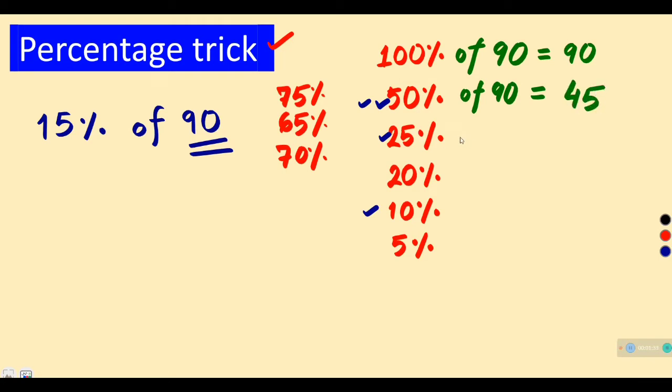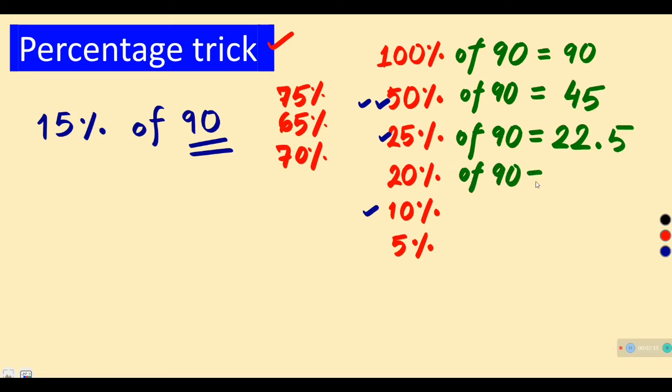We know very well. What is 25% of 90? So 25% can be obtained by dividing 50% by 2. And when you are dividing this 50 by 2, you also have to divide this 45 so that we get 25% of 90. So what will be the half of 45? 45 is 44 plus 1. Half of 44 is 22, and we have one more left. So half of 1 is 0.5. It will be 22.5.